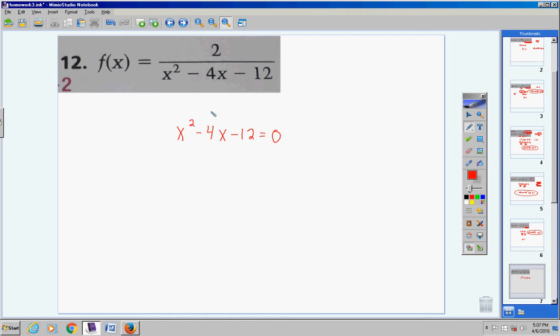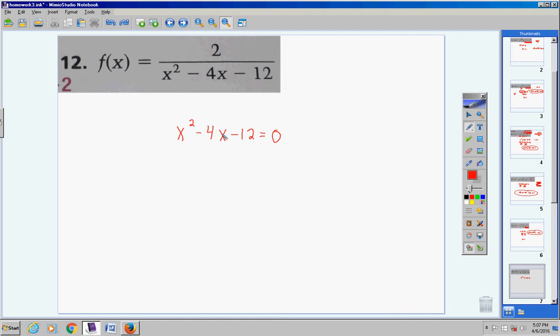Let's see if I can. First of all, I have a power of 2 here and a power of 1 here, so this exponent here is twice as big as this exponent here, so we're good there. Now, what kind of trinomial do I have? I have a lead coefficient of 1. That's the easy kind. What two numbers when multiplied together give me negative 12?